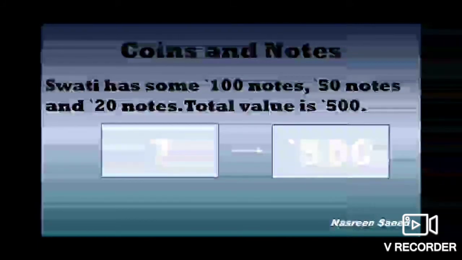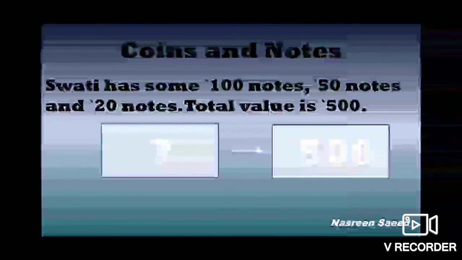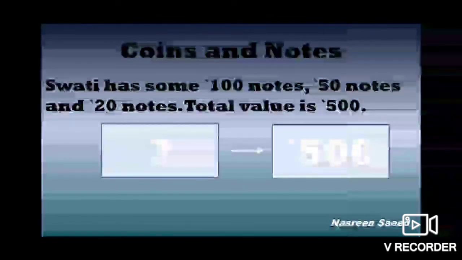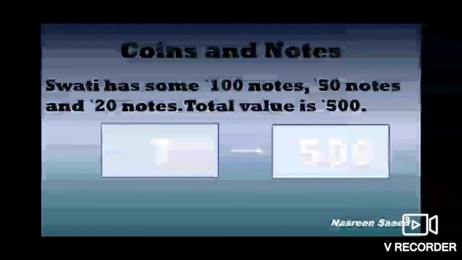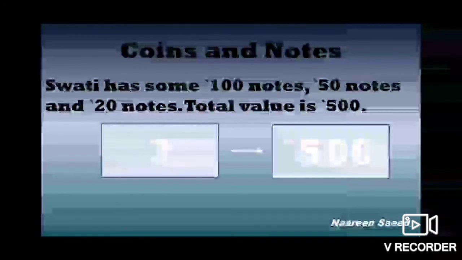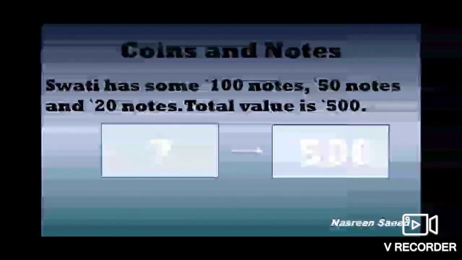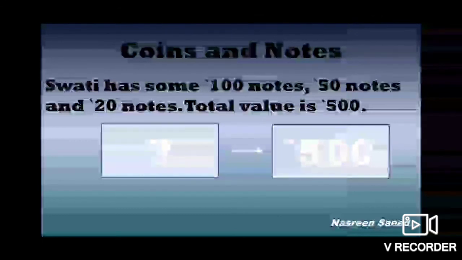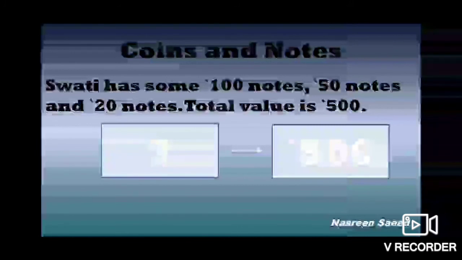Let's take one more word problem. Swati has some 100 rupees notes, some 50 rupees notes and some 20 rupees notes. If the total value of the notes is rupees 500, how many notes of each denomination does Swati have? Now Swati is having some notes. The total amount of the notes is 500. Now we don't know how many 100 notes are there, how many 50 and how many 20. Can we find out? Yes, we can.